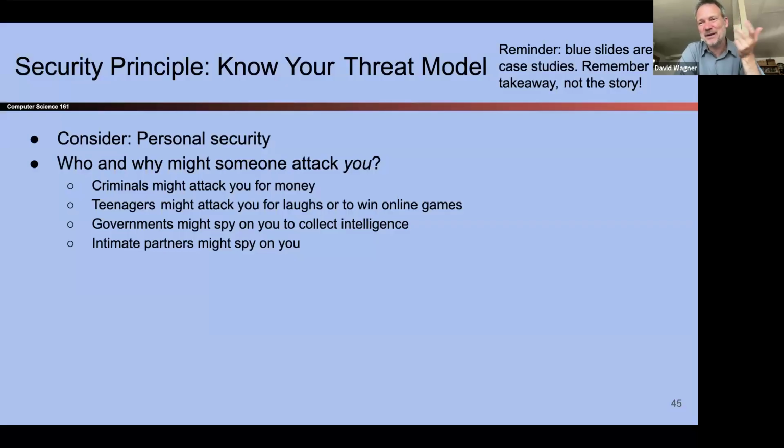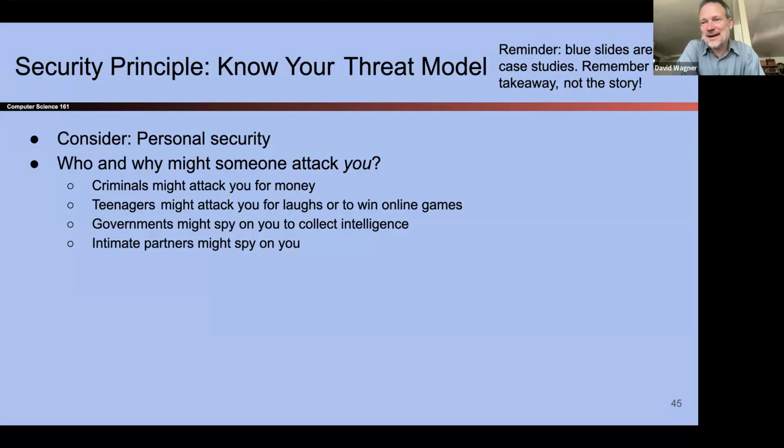I suppose that's possible, but I'm not very interesting. I don't really have any secrets, so I'm probably not likely to be too much of a threat. Maybe an intimate partner might spy on me if they're jealous or suspicious or thinking that I'm cheating. So that could be a very serious threat because they have access to all my stuff and my equipment and the physical access. So it can be very hard to defend against that kind of threat.